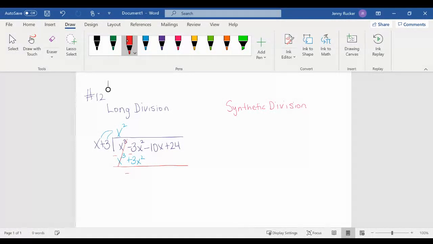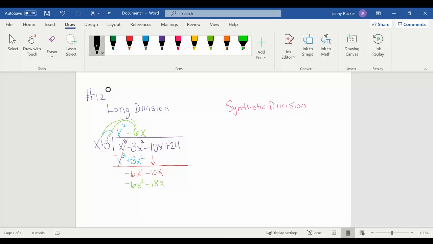This cancels. This is negative 6x squared. Bring down your next term of negative 10x. Now we have to decide what we can multiply x by in this binomial x plus 3 to get to negative 6x squared. That would be negative 6x. Again, just go through the process where we multiply this negative 6 by both terms of this binomial. We get negative 6x squared minus 18x.